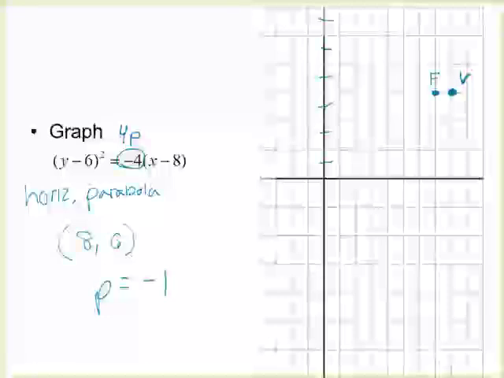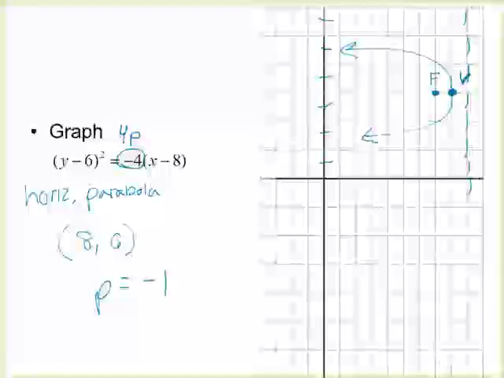Draw the directrix. We do need to draw the directrix as well. I got -1 because that coefficient in the chart says should be 4p. And so in this chart, if 4p is -4, then p must have been -1. We need the directrix as well, which is 1 in the opposite direction of the focus.